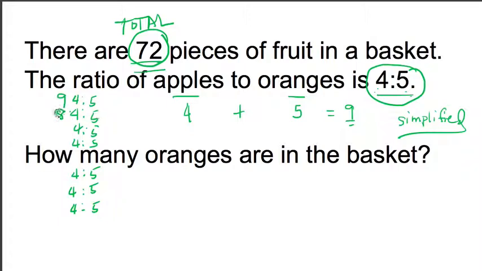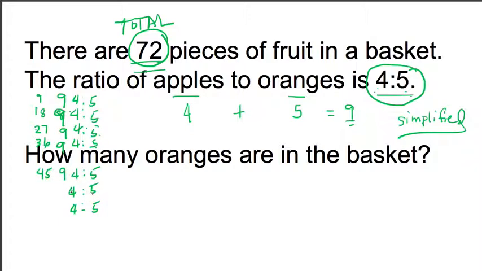4 plus 5 is 9. So how many is this already? 9, 18, 27, 36. Not enough. So 4 plus 5 is 9.